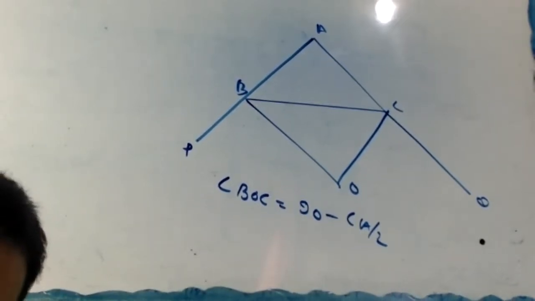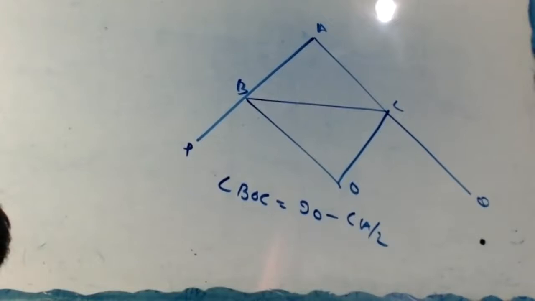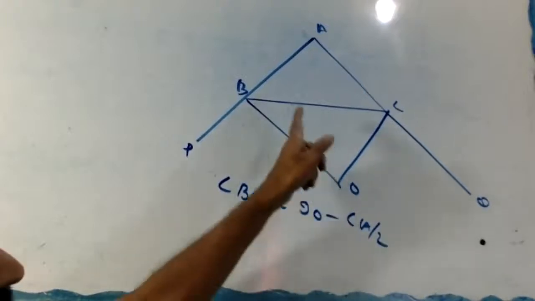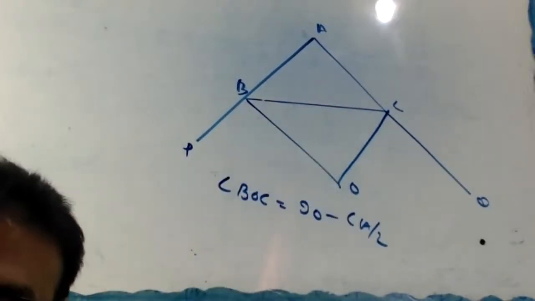Similar to one question we did. Can you find that question? It is internally, inside, right? 90 plus A by 2.